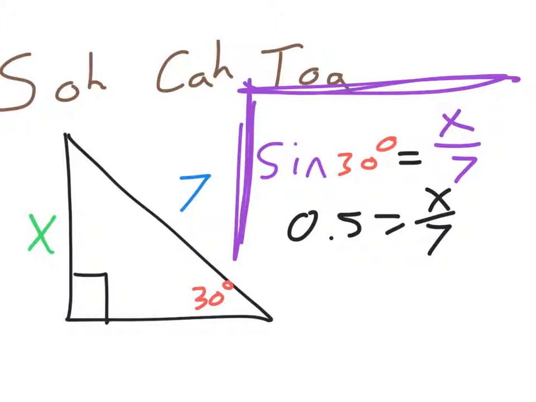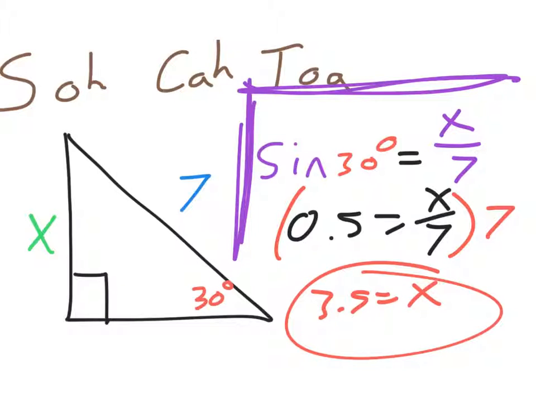So to finish solving this ratio, you got to get x by itself. That's x divided by 7. To get rid of that 7, multiply both sides by 7. So you get 3.5 equals x. That's the missing side length. And you're done.